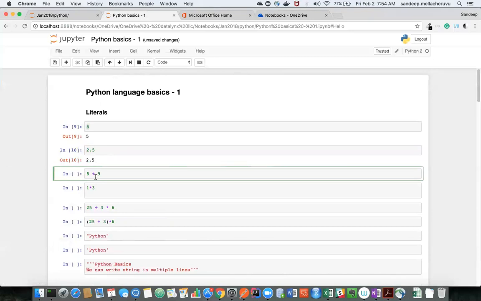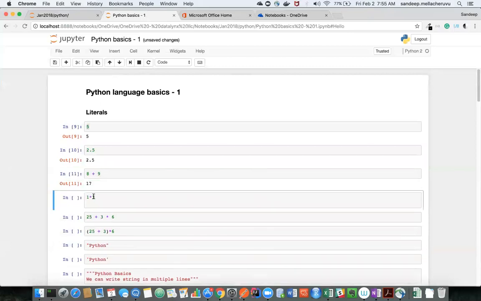So you have integer literals, you have floating point literals, and you can do some operations on this. For example, I am doing 8 plus 9. It's a simple calculation, and Python immediately returns the number after adding. Okay.